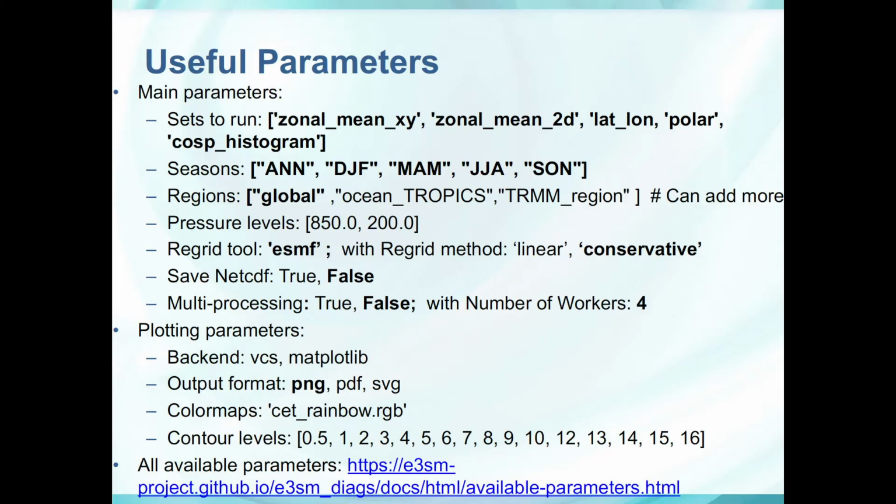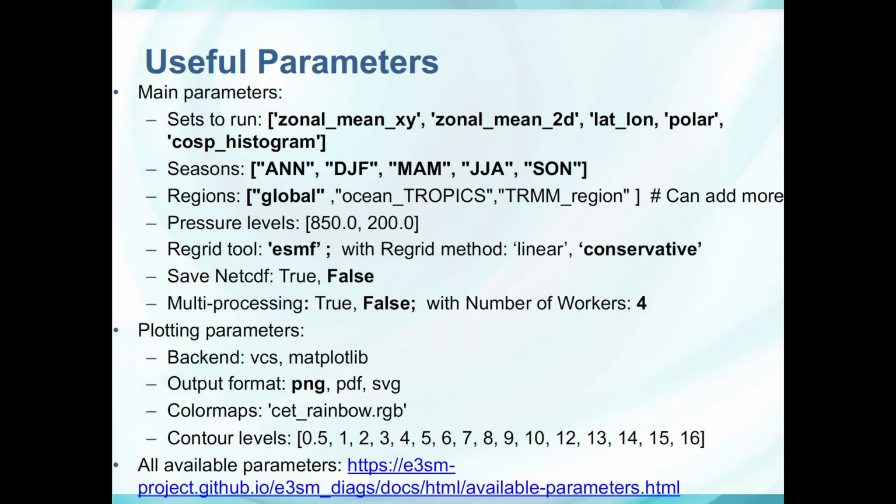This slide highlights some parameters that might be useful. Options in bold are default ones. We have options to select the diagnostic sets, seasons, and the regions. You can define the pressure levels for diagnosing 3D variables. Save netcdf is a parameter to save the data being plotted, in case there are needs to reproduce the figures. And the multiprocessing options are also available, as I described earlier.